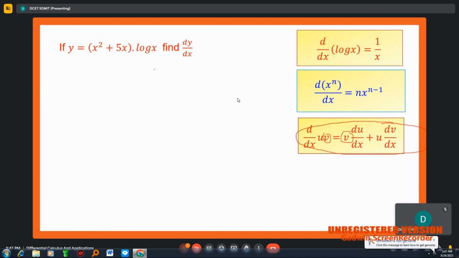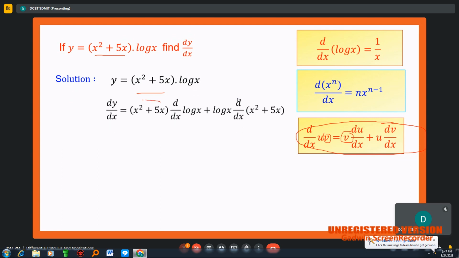Now here, I'll consider u is equal to x square plus 5x. Given the function y is equal to x square plus 5x into log x, first I'll keep u constant. What is u? U is x square plus 5x, constant. Differentiation of the second term, that is d by dx of log x, plus the second term is kept constant, that is log x, differentiation of x square plus 5x.